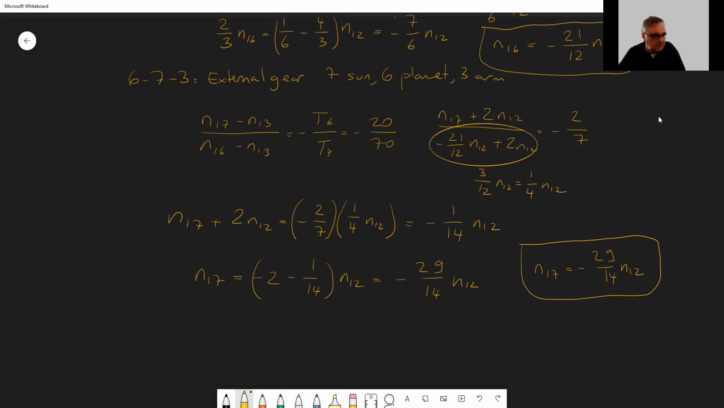And if N12 is 100 RPMs, this means that N17 is minus 207.14 RPMs, which is the result. Okay.